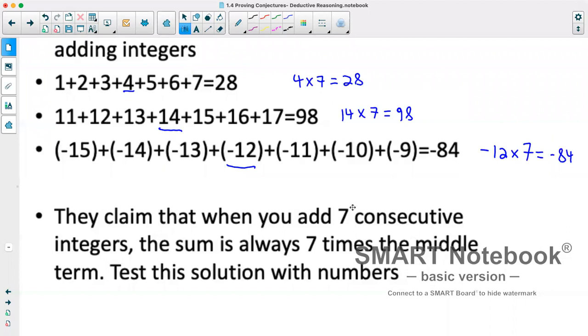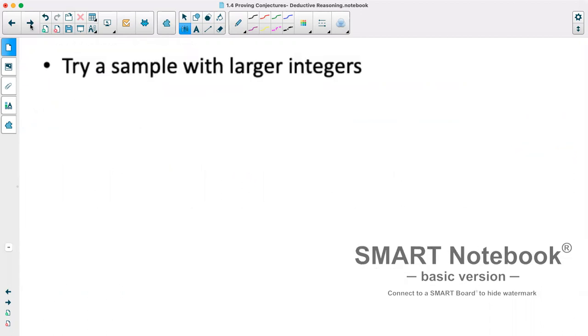Now, before going on to do a proof, we'll try one more example because although we have tried some small numbers as well as some negative numbers, we have not seen if it'll, for example, work with large numbers, which is one of the places lots of conjectures fall apart. So we're going to try a sample with larger numbers.